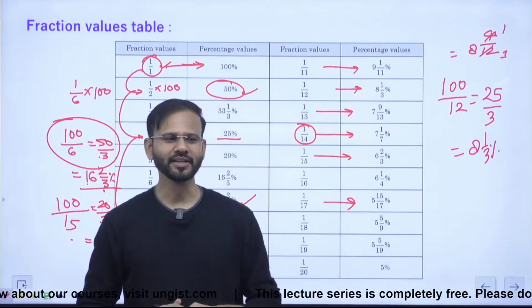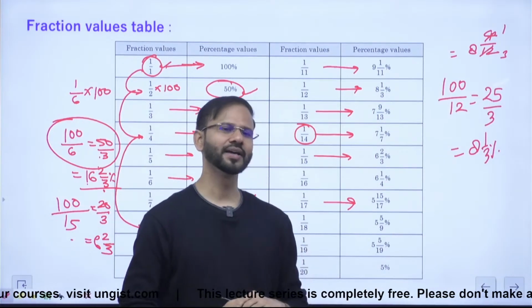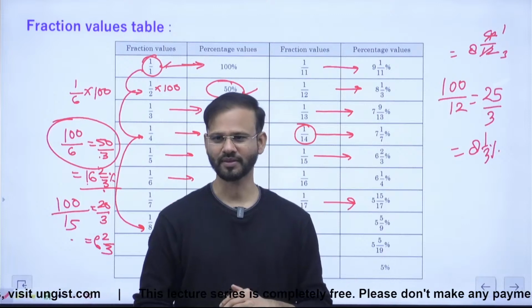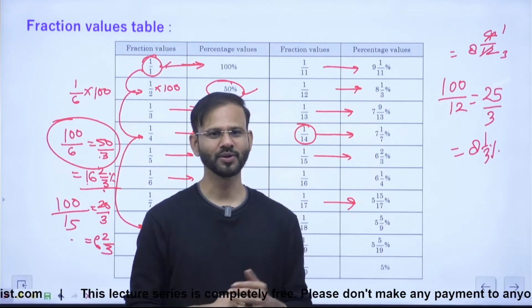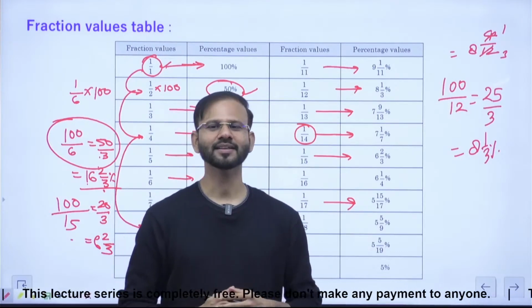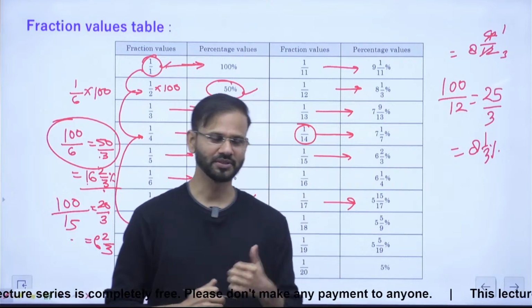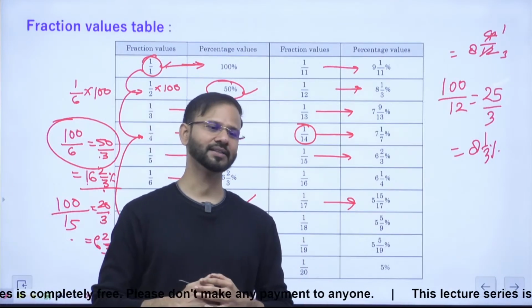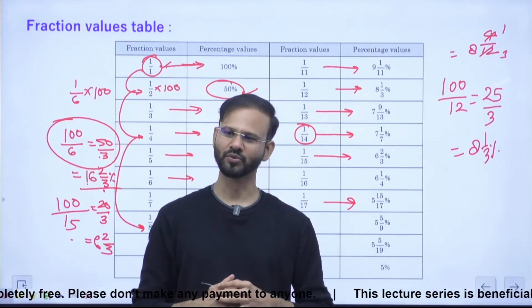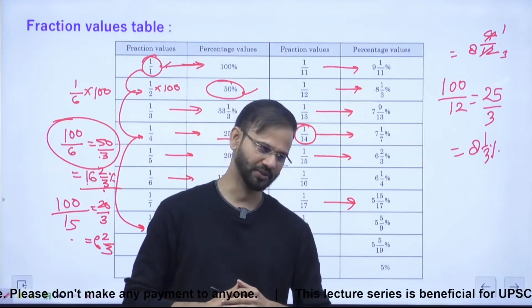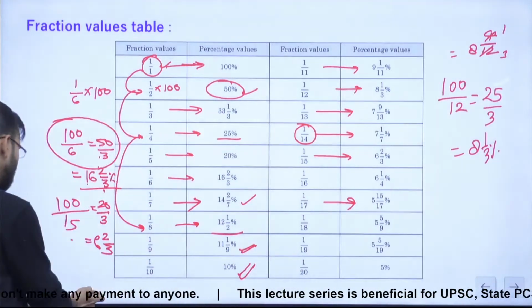So can you tell me what is 1 by 6, all of you? What is 1 by 6? 16 2 by 3. Yeah, good. What is 1 by 8? 12.5. Good. Okay. So let's have a brief discussion over it, guys.